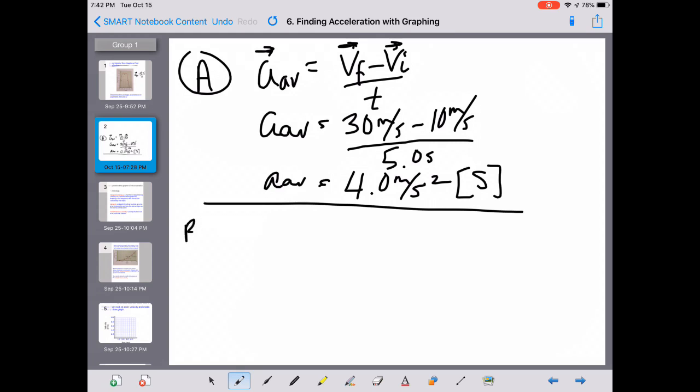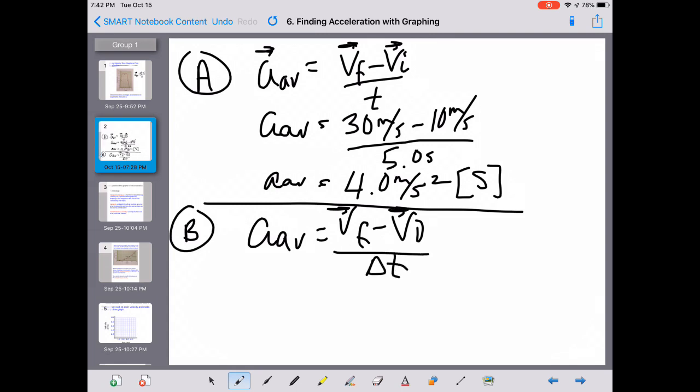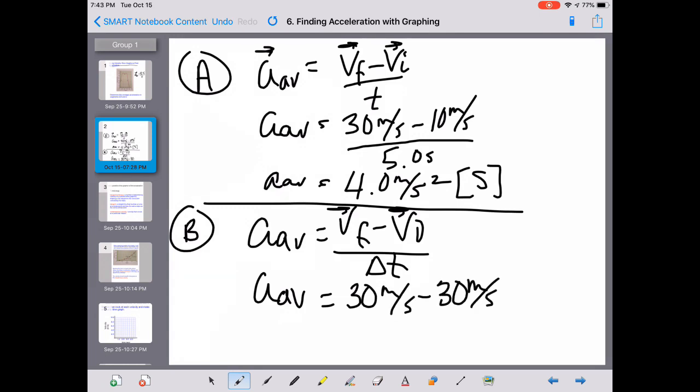Okay, for the B one, when we take a look at our graph, we have a_av equal to vf minus vi over delta t again. Now vf minus vi, it's the same number in each one. It's 30 meters per second. So really it doesn't matter what the time unit is on the bottom, because this is going to work out to give me 0 meters per second squared for an acceleration.